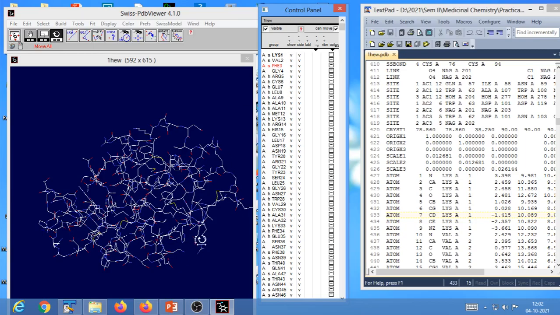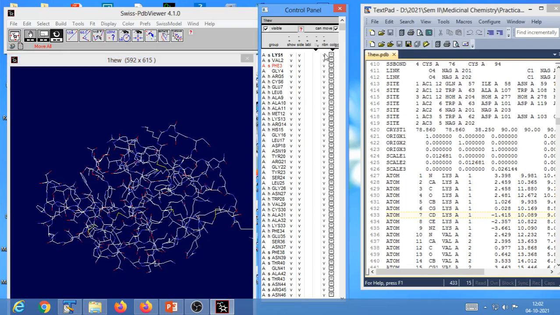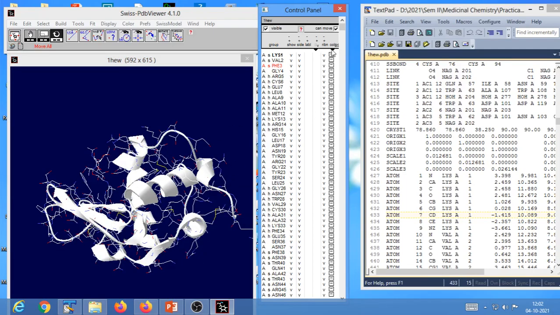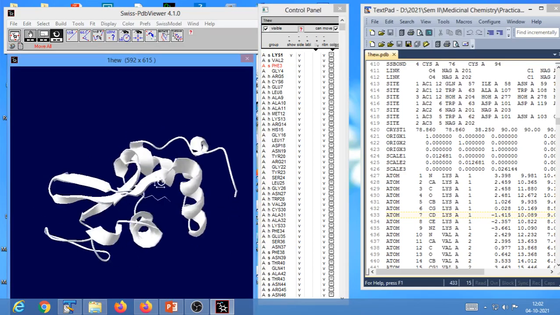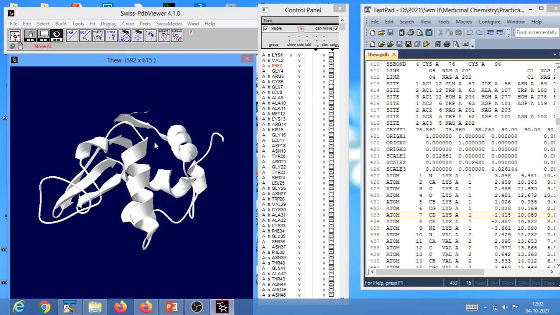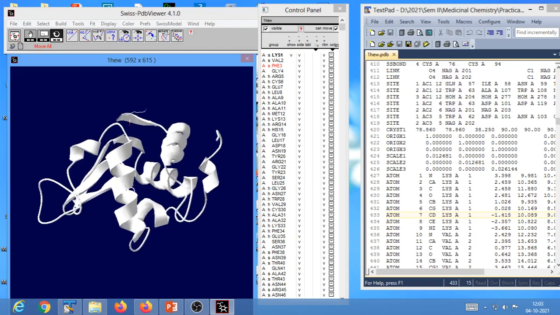For the time being, I am showing the ribbon representation, and let us focus only on the first amino acid residue, that is lysine. Here it is located in your protein. This is the first amino acid residue in your protein.